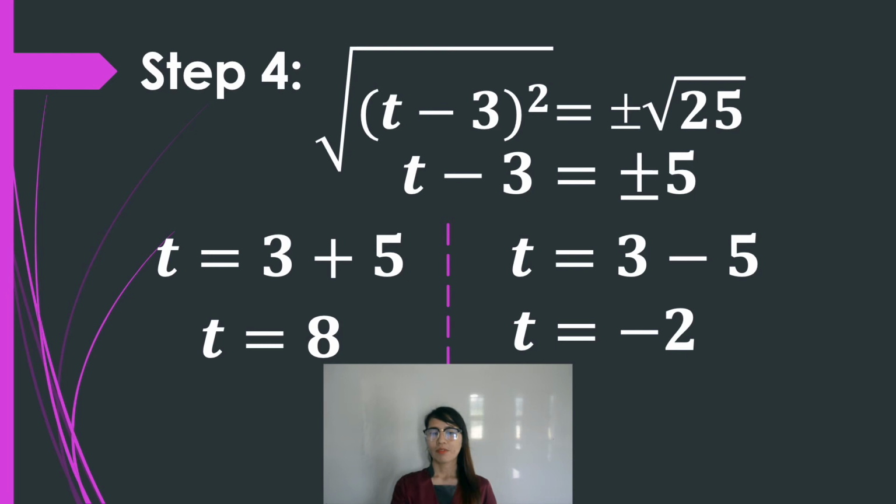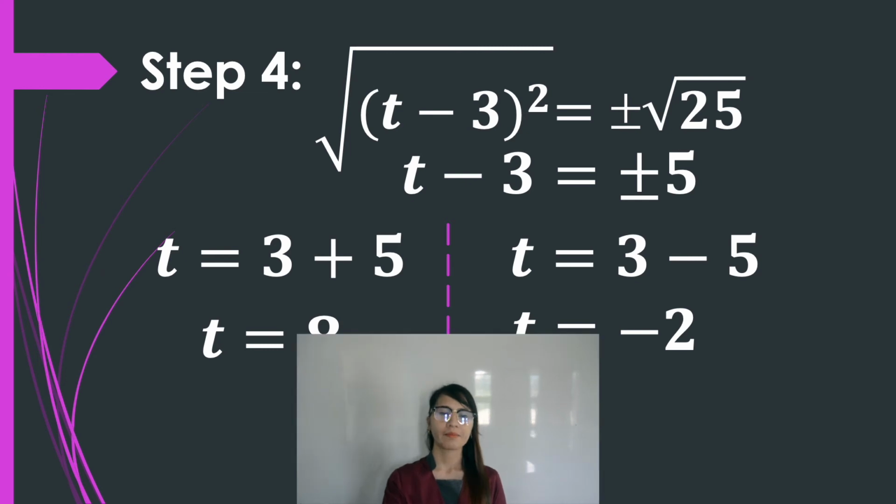And then, finding the roots using the zero product principle. So, t is equal to 3 plus 5 and t is equal to 3 minus 5. So, the roots of the equation are negative 2 and positive 8. So, let's proceed to our next example.